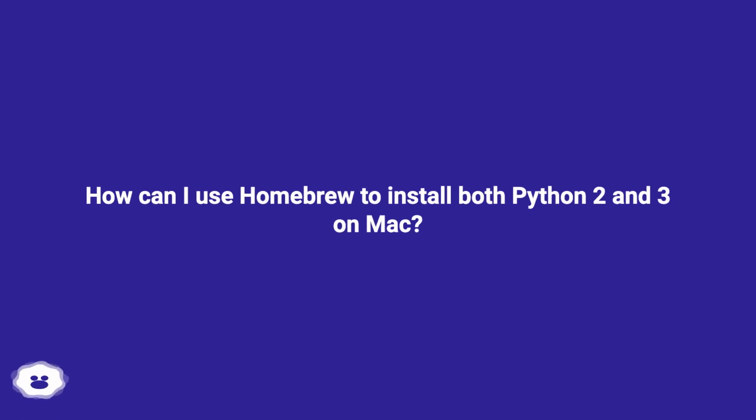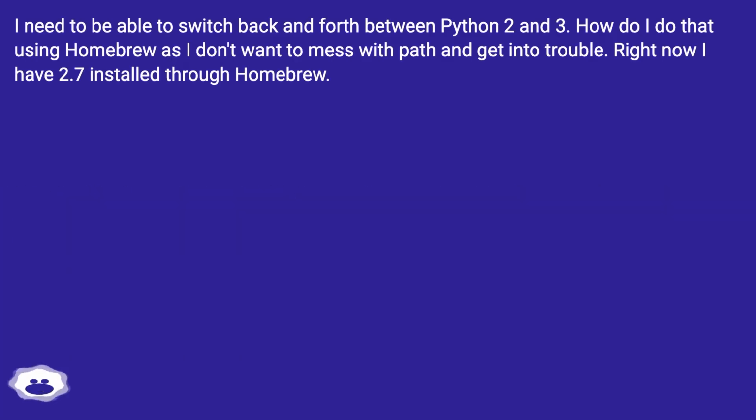How can I use Homebrew to install both Python 2 and 3 on Mac? I need to be able to switch back and forth between Python 2 and 3. How do I do that using Homebrew, as I don't want to mess with PATH and get into trouble? Right now I have 2.7 installed through Homebrew.